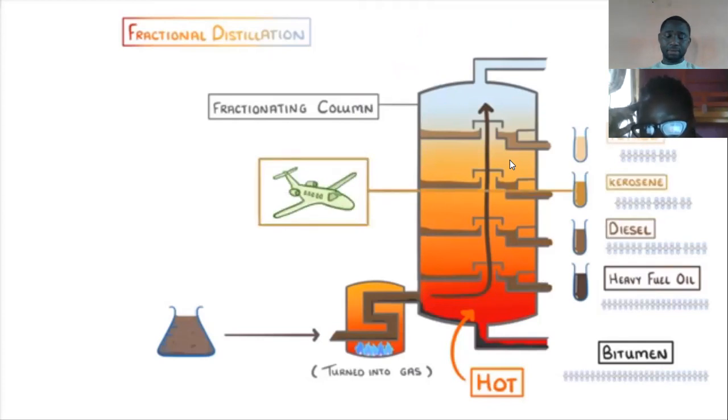Some hydrocarbons, though, are so short and have such low boiling points that they stay as a gas the entire time. For example, LPG, which stands for liquefied petroleum gas, contains mainly propane and butane, which are both very short chain alkanes.